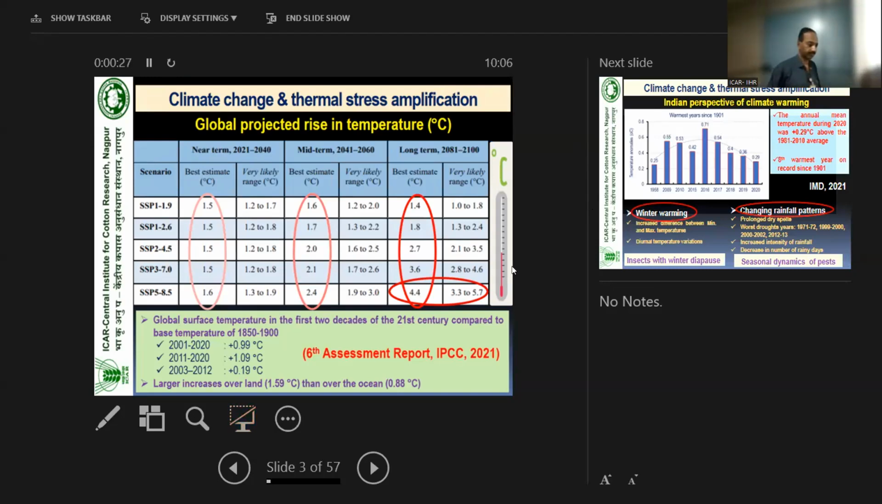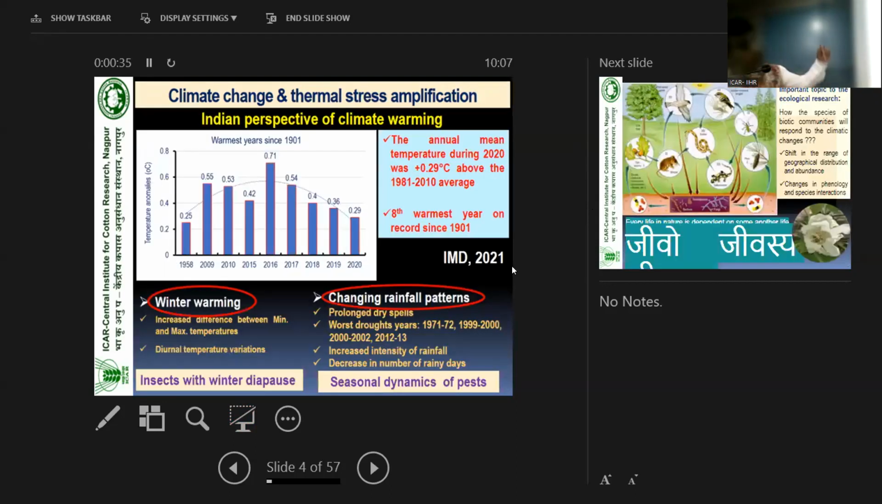Diagonal temperature variation and changing rainfall patterns are there. You can go through this slide quickly. This is the Indian scenario of climate change. If you see, these are the warmest years in the last 100 years. As per the IMD, India Meteorological Department, the annual mean temperature during 2020 was 0.29 degree above the average of the last 100 years.